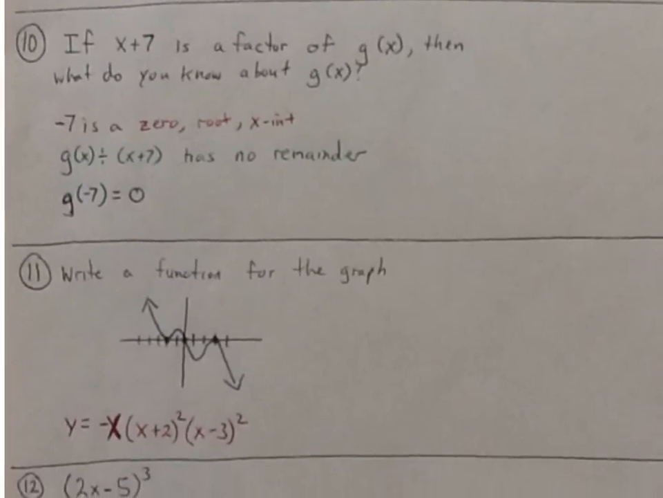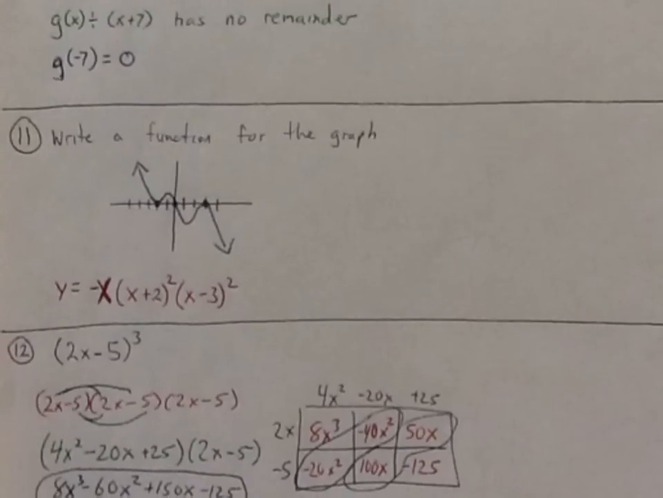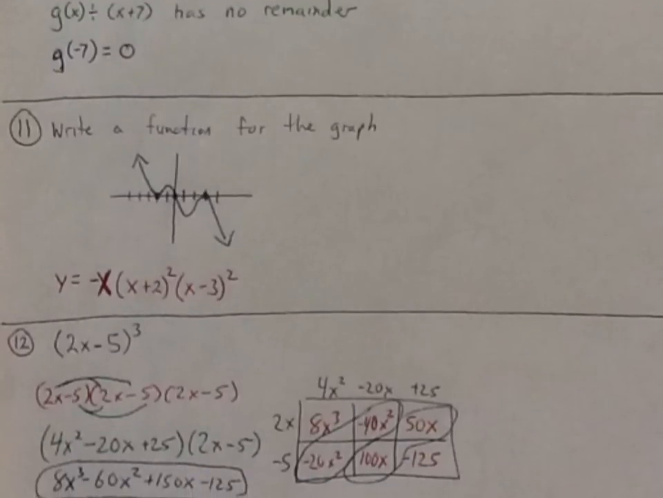Alrighty, and this last problem right here, last couple problems here, let's see what we got. Okay, here we go. Last couple problems. So, for this one, write the function for this graph. So we first should know it's an odd degree. I look at the zeros. The zeros are -2, 0, and +3.